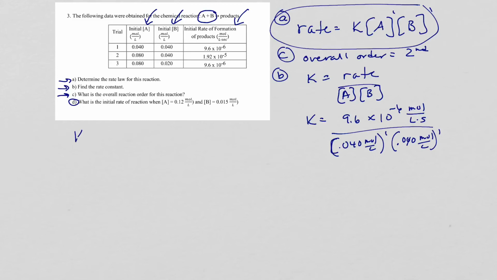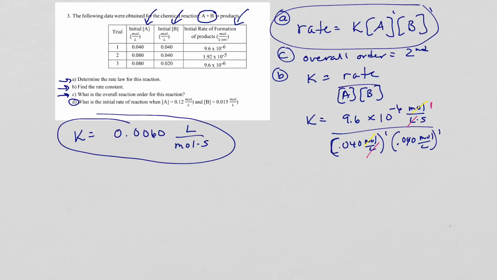If we start to simplify this, we're going to see that the math comes out to 0.0060. And then if we start eliminating units, moles over moles is going to cancel, liters over liters is going to cancel, remembering that this is still a 1 up here. When we reduce that down, the unit is going to look like liters per mole per second. So there is our rate constant for this particular reaction.